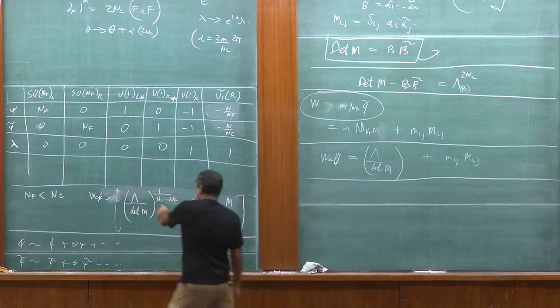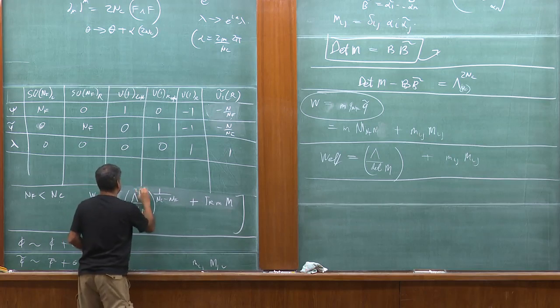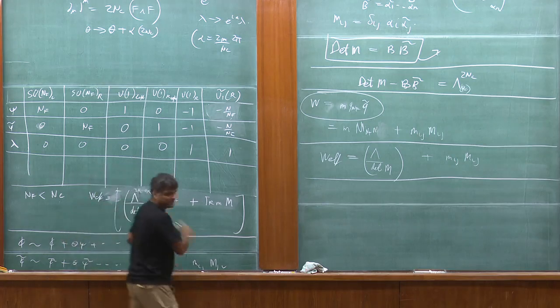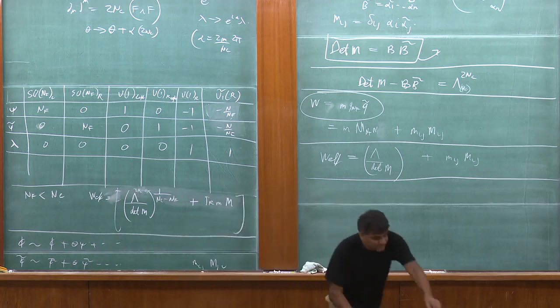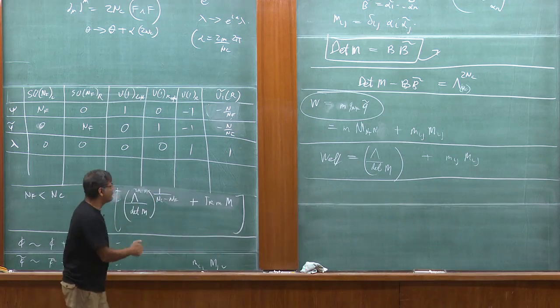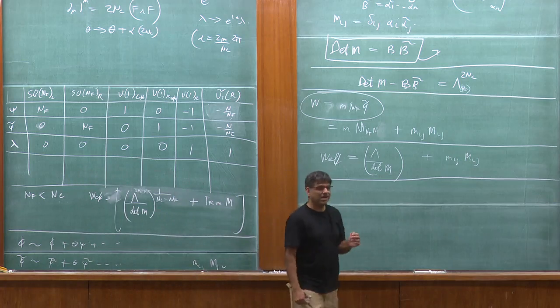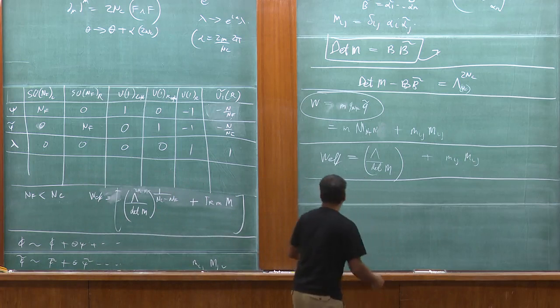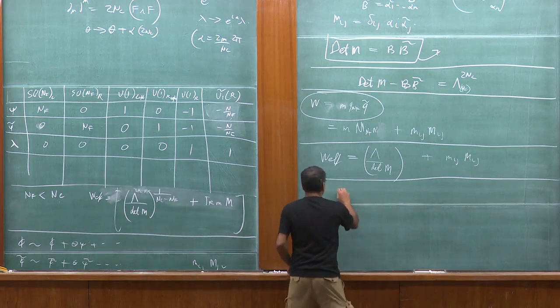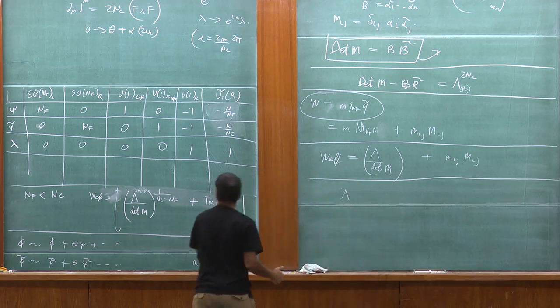Wait, have I got this right? Was this to some power? Yeah, 3NC minus NF. Well, let me look this up. 3NC minus NF. Okay. Now, last time we worked out the matching relations. Can someone recall them? When we added a mass, what was the matching relation? Presumably it was lambda. Okay, we can figure it out.